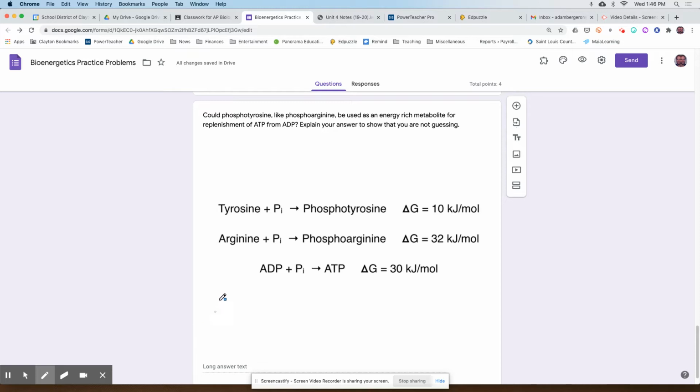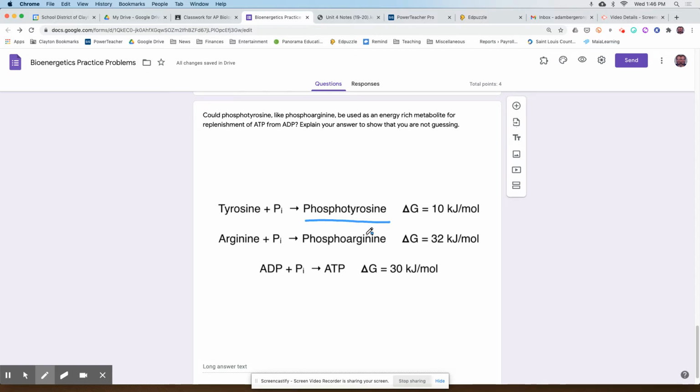So in this problem, you're asked, could a molecule of phosphotyrosine be used as an energy-rich metabolite, which is really just short for an energy-rich molecule that could be used in a way to replenish ATP from ADP? And then we want to explain the reasoning to show that we're not guessing.